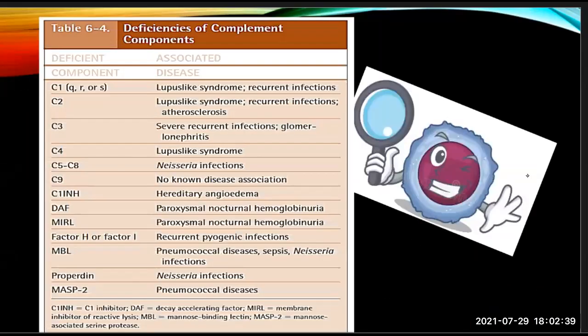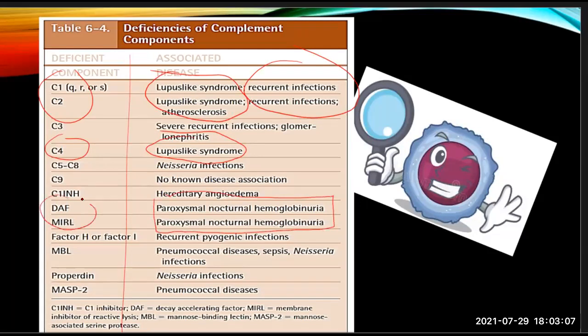So this one, if we would want to tabulate, the first column is the deficient component. Second column shows the diseases associated with that deficient component. So C1 and C2, lupus-like syndromes and recurrent infections. And it's easy. We will just try to group them together. And how about PNH? The deficiencies of DAF and MERL. MERL is also known as CD59. And we have for the properdin, Neisseria, and for the MAC, we also have Neisseria infections.